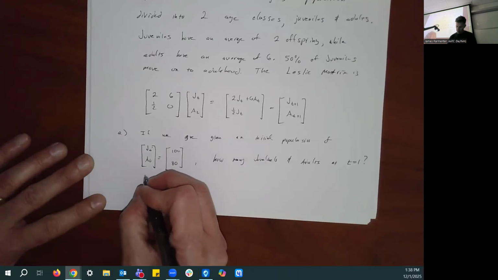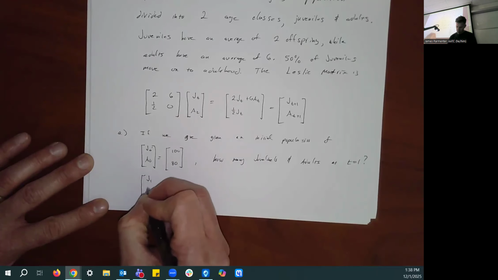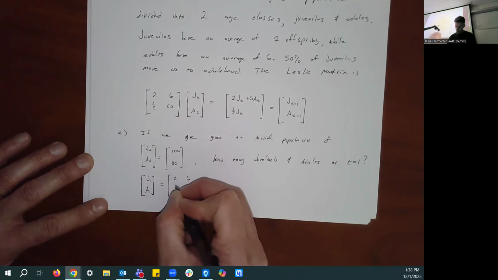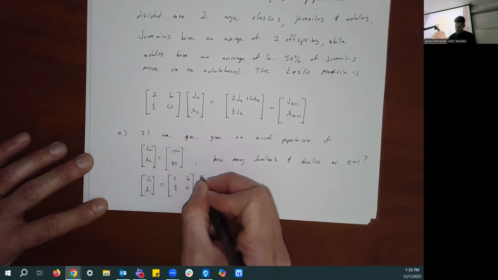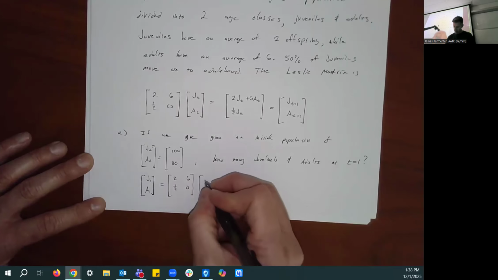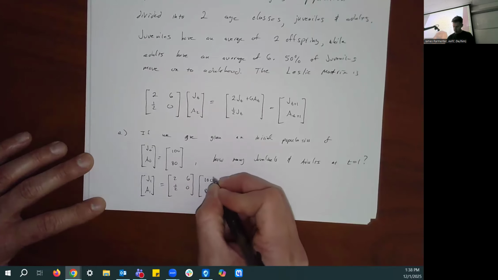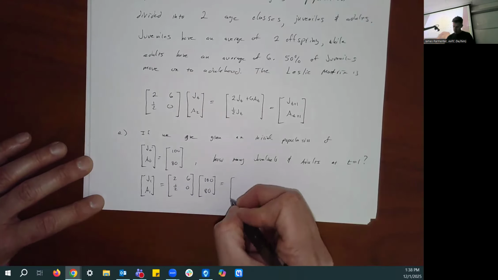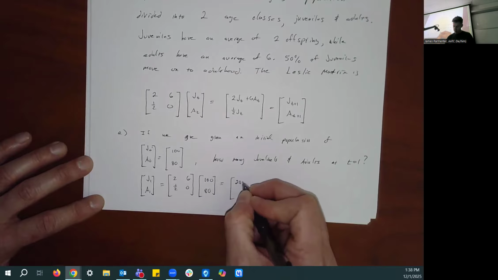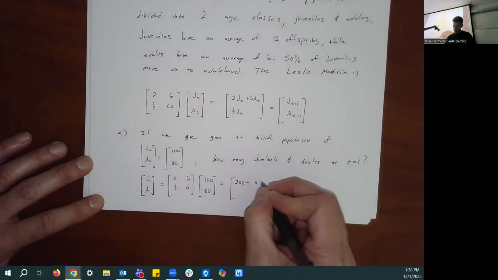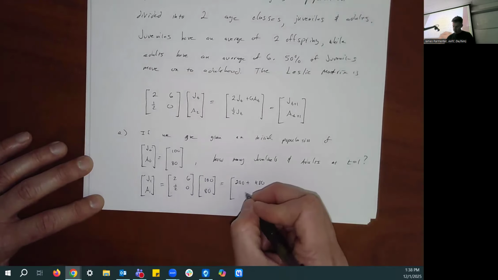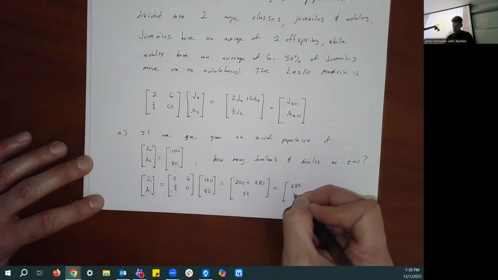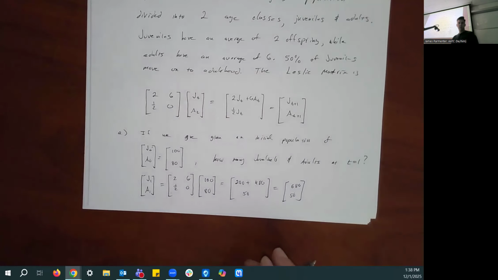So our J1, A1 is going to be our matrix 2, 6, 1/2, 0 times our J0, A0, which is 100, 80. So what do we get? We get 2 times 100 plus 6 times 80, so 200 plus 480. And then 1/2 times 100, which is 50. So we get 680 and 50.